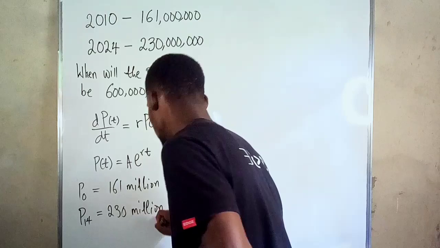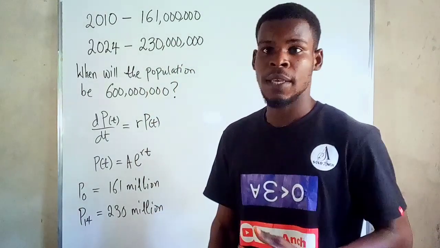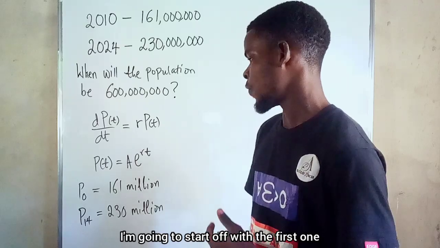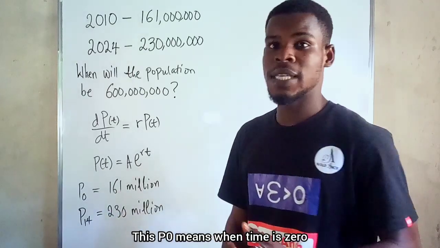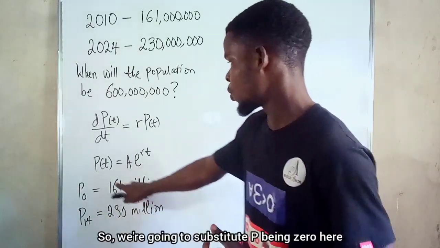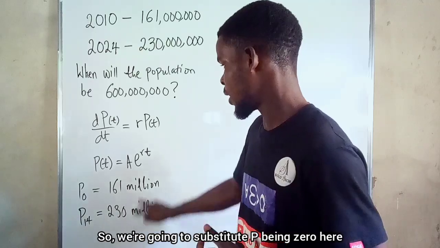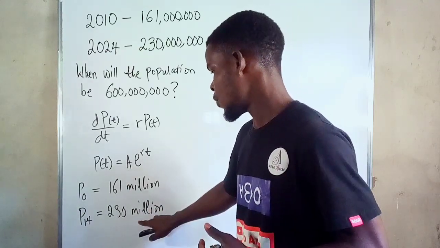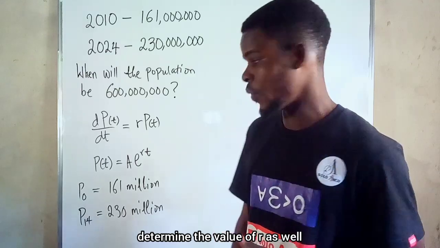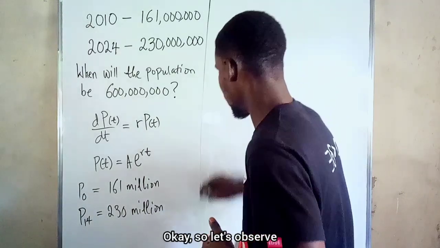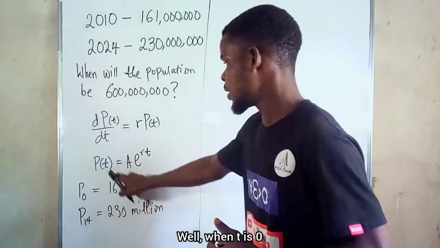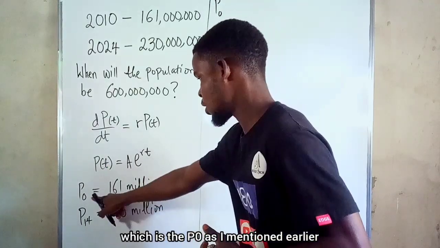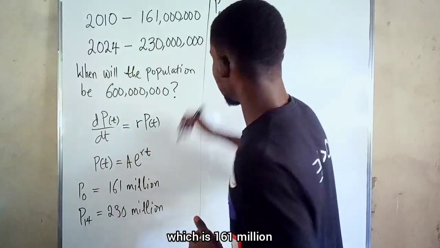Using these two facts, I'm going to start off with the first one. This P naught means when time is 0. So we're going to substitute t being 0 into both sides of this equation and try to determine the value of A. Then we're going to use the other one to determine the value of R as well. Let's observe what that will give us. When t is 0, we're going to have P of 0, which is the P naught as I mentioned earlier, which is 161 million.